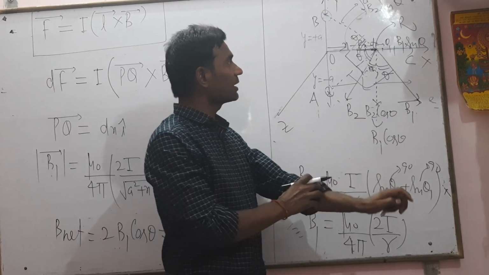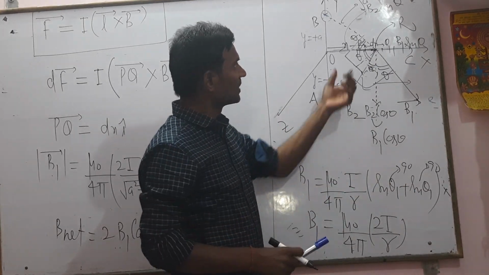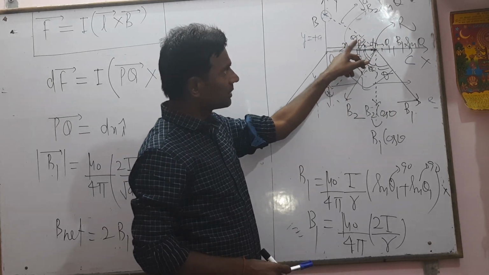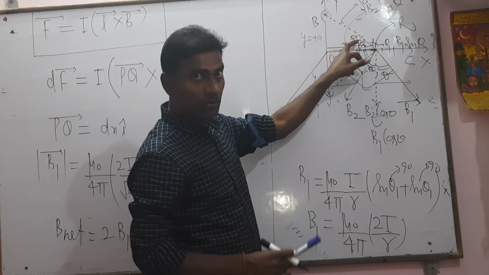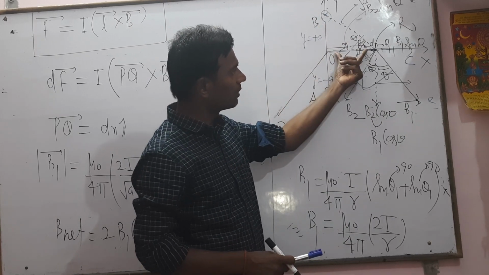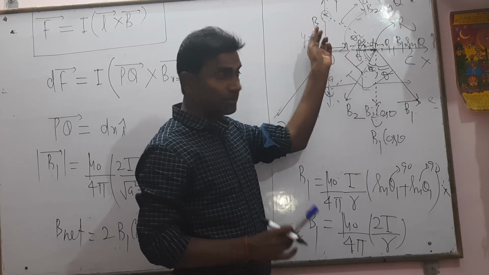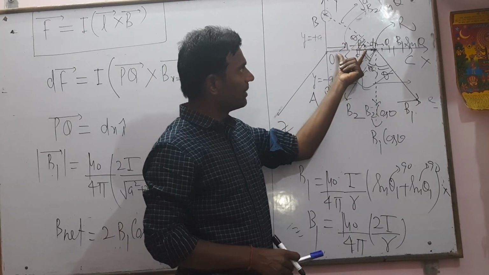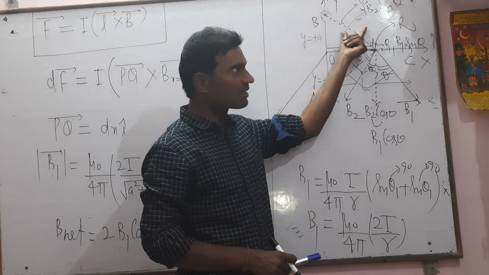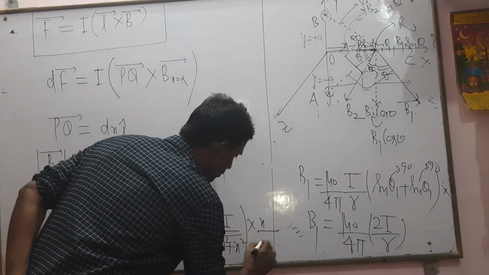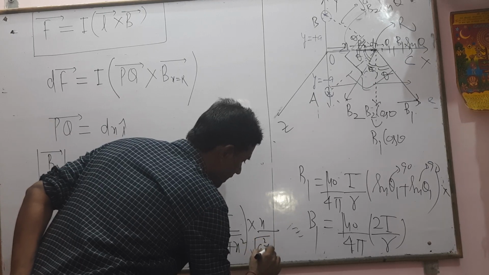So cos theta is what? Cos theta equals base upon hypotenuse. This is your theta. In front of theta, that must be the perpendicular, and the side adjacent is the base. In front of 90 degrees, that will be the hypotenuse. So base upon hypotenuse equals cos theta, and this value equals x divided by root of a square plus x square.